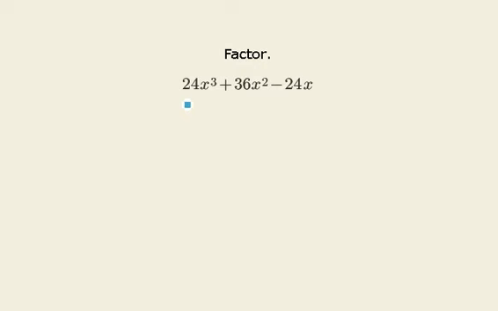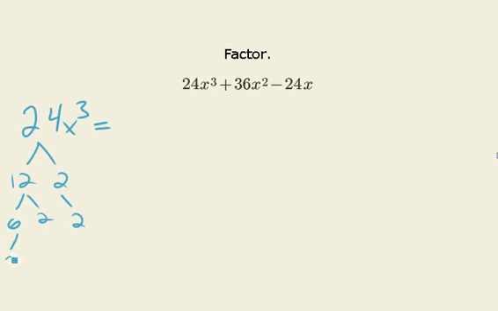So why don't we go ahead and look at the factors of each of these three terms of this polynomial. 24x cubed, we can look at its factors. 24, of course, is 12 times 2, and 12 is 6 times 2, and 6 is 3 times 2. So the factors of 24 are 3 and 2 and 2 and 2, so 2 cubed. Then we also have an x cubed as part of its factors, right?